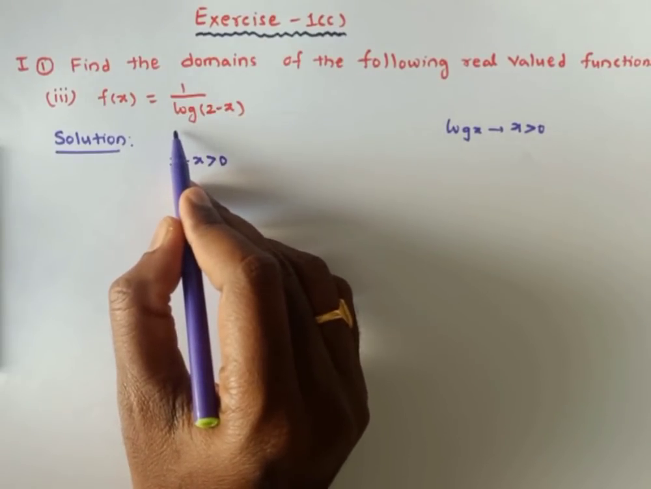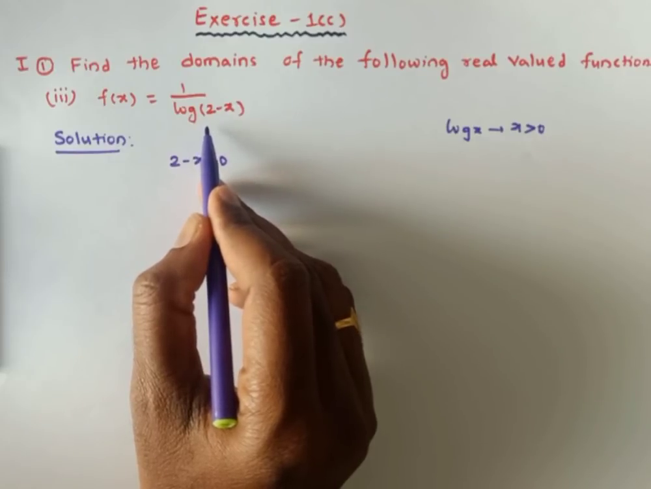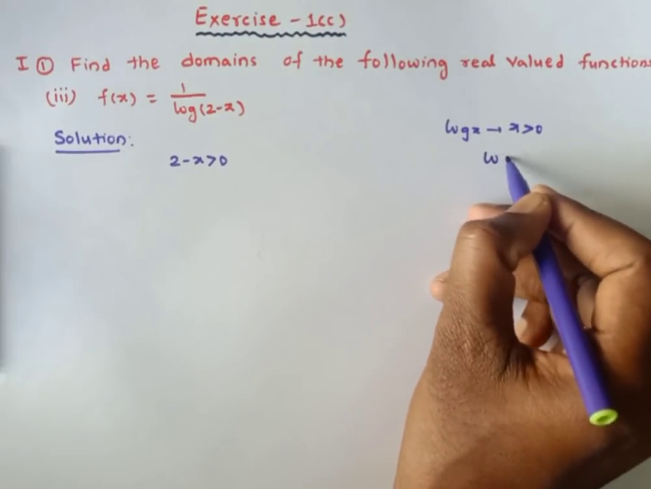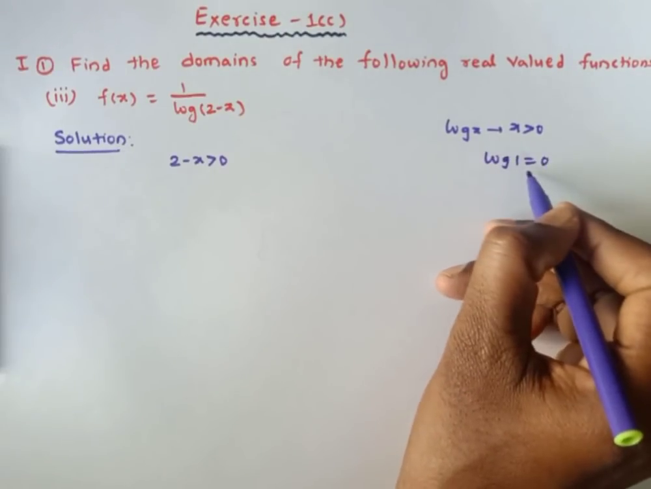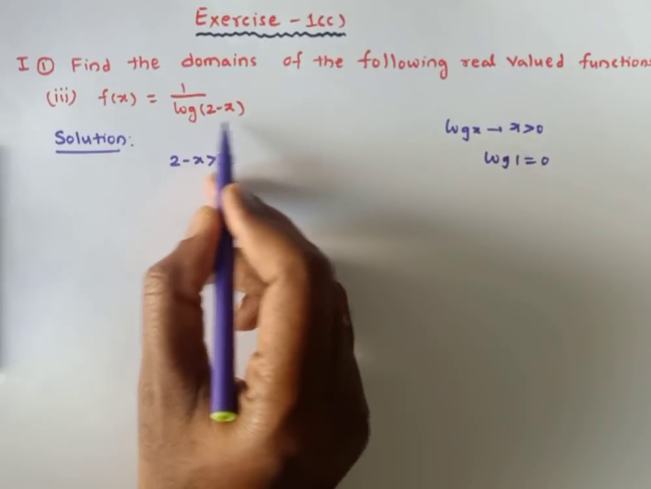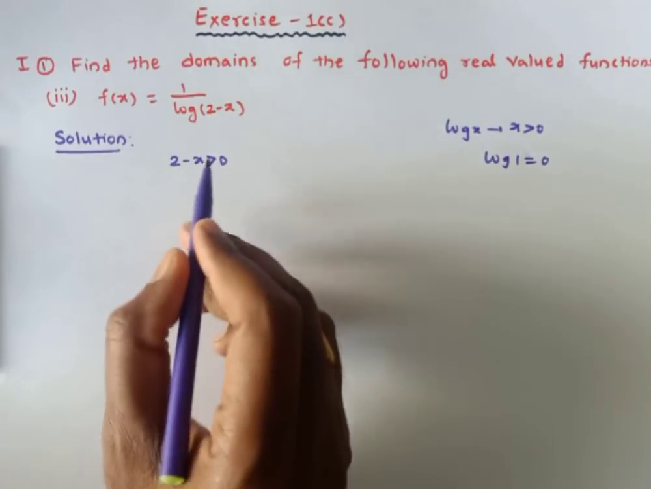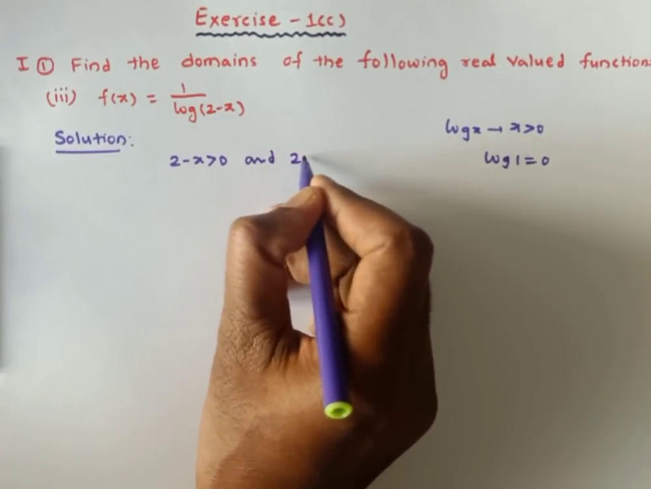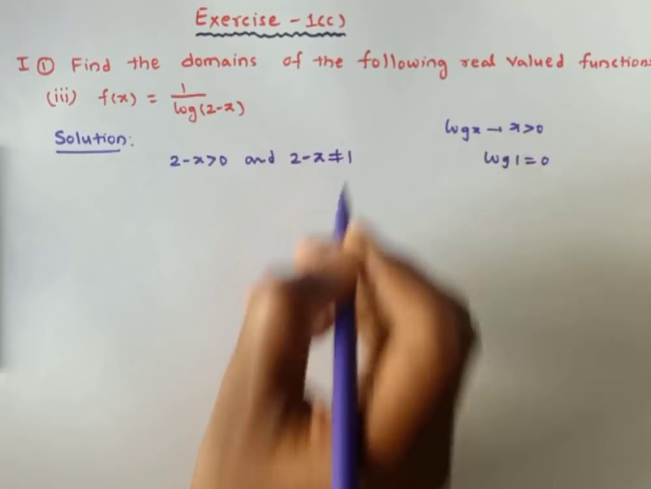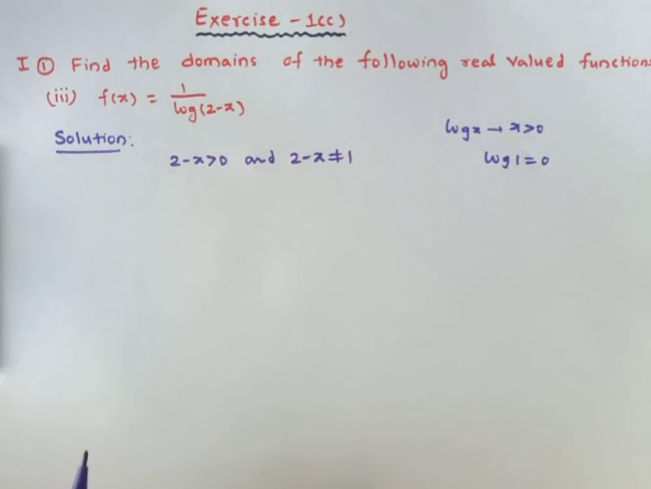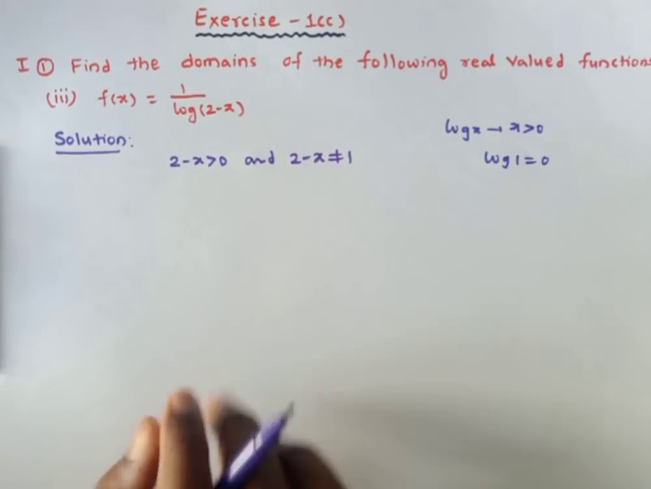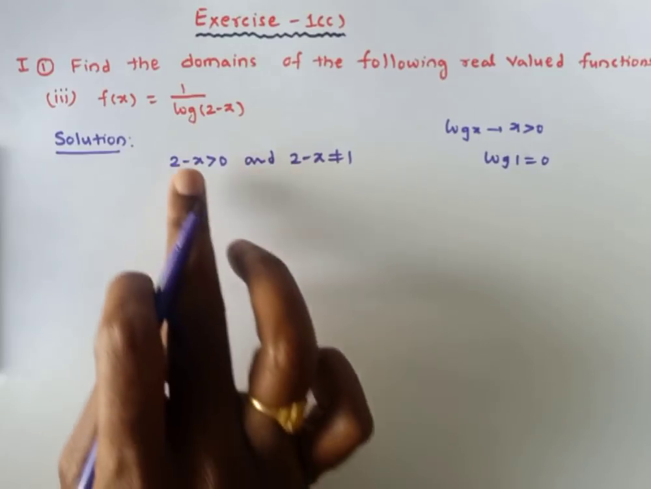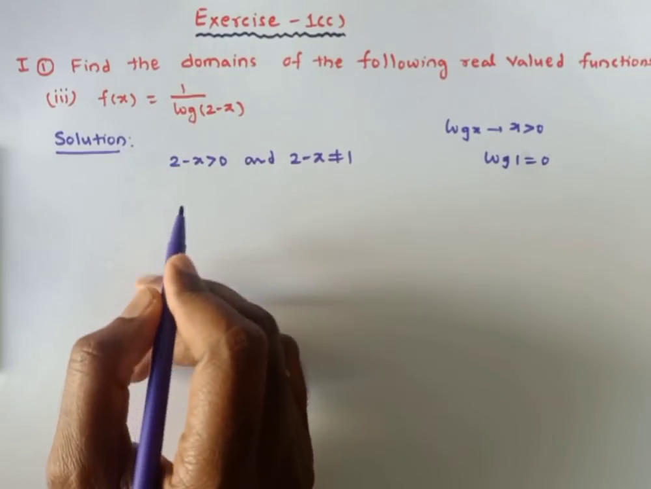You know the logarithm is 0 when this part is equal to 1. As we know, logarithm of 1 equals 0, right? Log of 1 is 0, so 2 minus x should not be 1. So first 2 minus x must be greater than 0, and 2 minus x is not equal to 1. So these are the two conditions. By using these two relations, you need to get the values of x. Simplify these two things, so we may get the value of x.